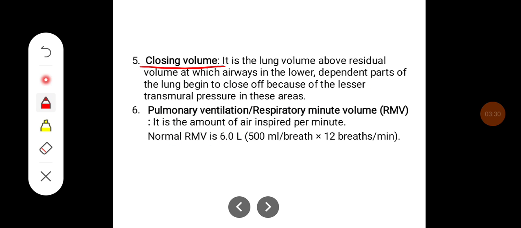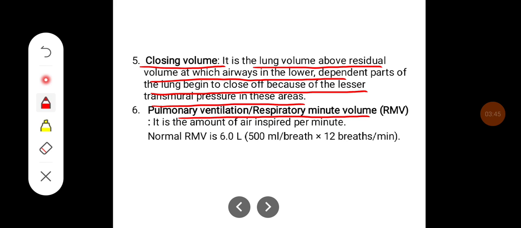Closing volume. It is the lung volume above residual volume at which airways in the lower dependent parts of the lung begin to close off because of the lesser transmural pressure in these areas. And pulmonary ventilation, that is minute ventilation, is the amount of air inspired per minute. Normal resting minute volume is around 6 liters, that is 500 ml of tidal volume times the number of breaths per minute gives you the resting minute ventilation.